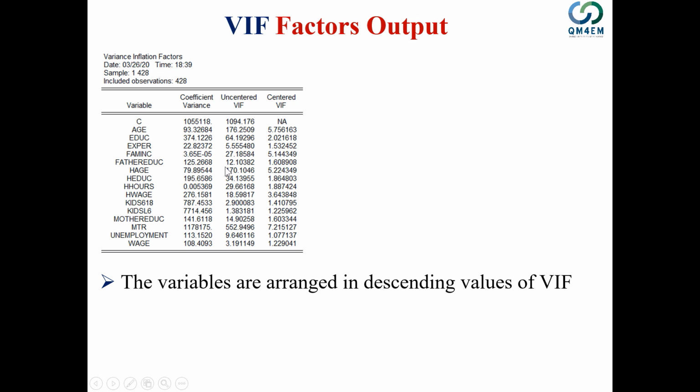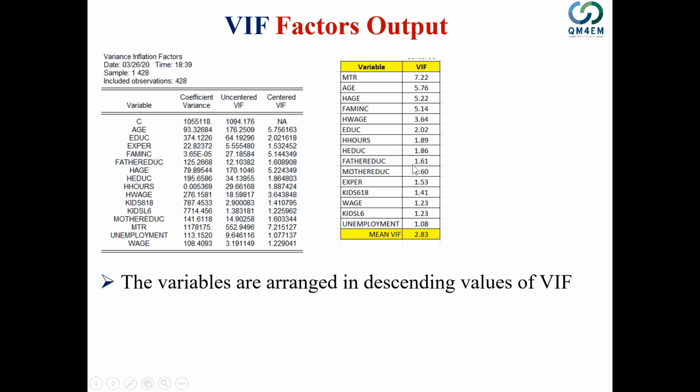So I took these values, pasted them in EViews, and arranged or sorted them in descending order. So this is the table. Now if you look into it, MTR comes first because this value was highest, followed by age, whose value was 5.7, and so on.